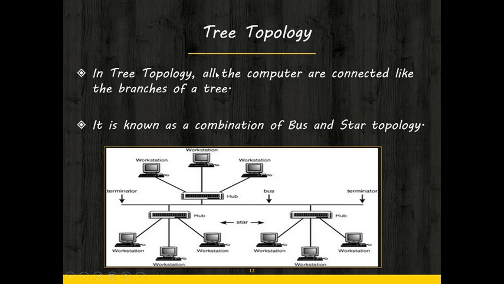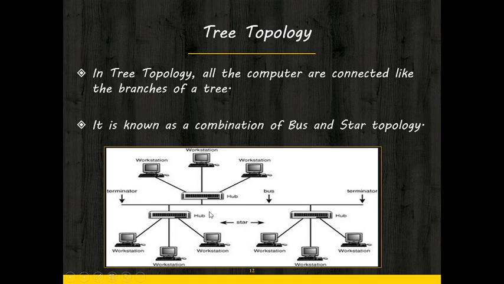Next is tree topology. In tree topology, all the computers are connected like the branches of a tree. It is also known as the combination of bus and star topology. Now here, as you can see, a group of star networks are connected to the backbone cable, right?